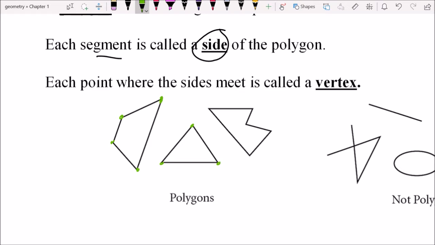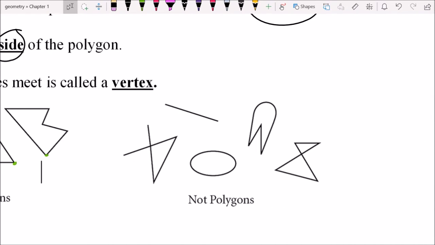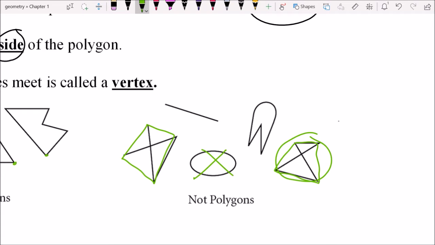Those are vertices. And what's wrong with these? Why are these not polygons? Well, this one over here closes in on itself. If they had connected the dots like this, that would have been a polygon. Same thing over here. They just connected the dots in the wrong order. If they had connected them like this, then it would have been a polygon. This one's curvy. There's no way around that. This one's not a closed figure.